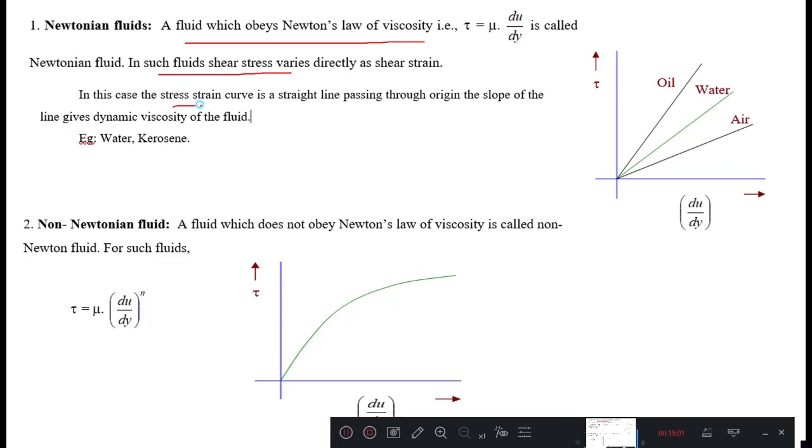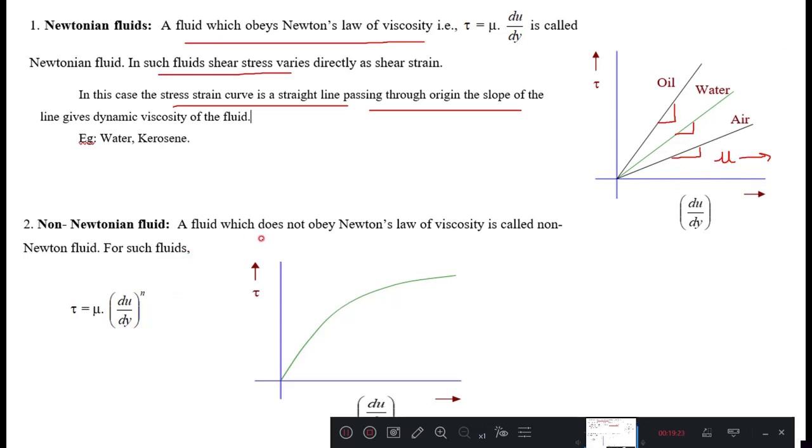In this case, the stress-strain curve is a straight line passing through the origin. Then the slope of the line gives the dynamic viscosity of the fluid. In this linear curve, if we take the slope anywhere, the slope of the curve gives the dynamic viscosity of the fluid, that is mu. We get this from the graph.